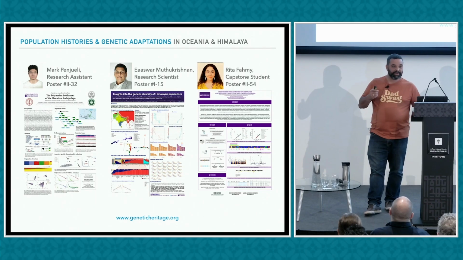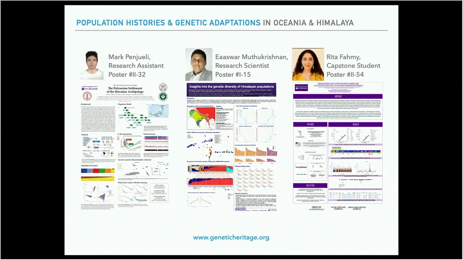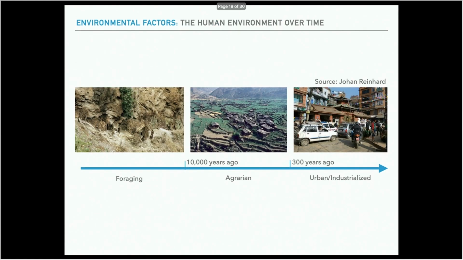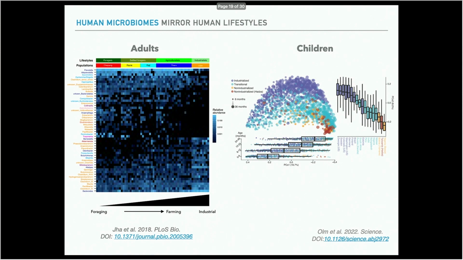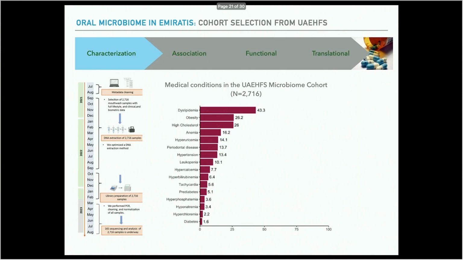And that's important because the Himalayan nectar bats, the one that I showed you, are reservoirs for coronaviruses. So if you want to learn more about this, we have 3 posters from Mark, Ishwar, and Rita. Definitely check them out. I'm going to go quickly to microbiome.